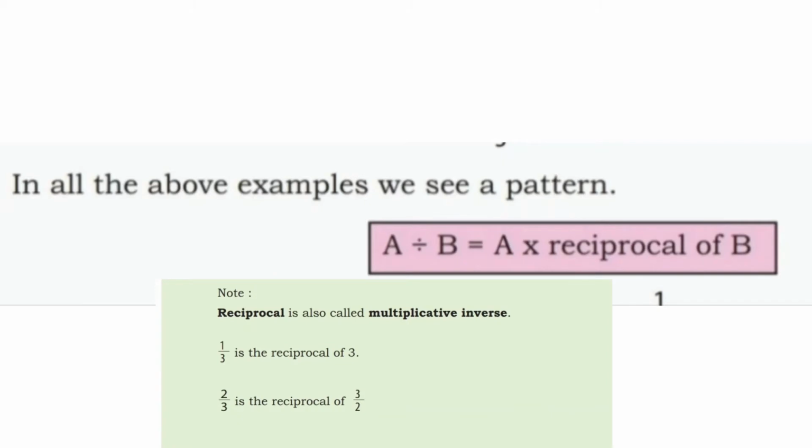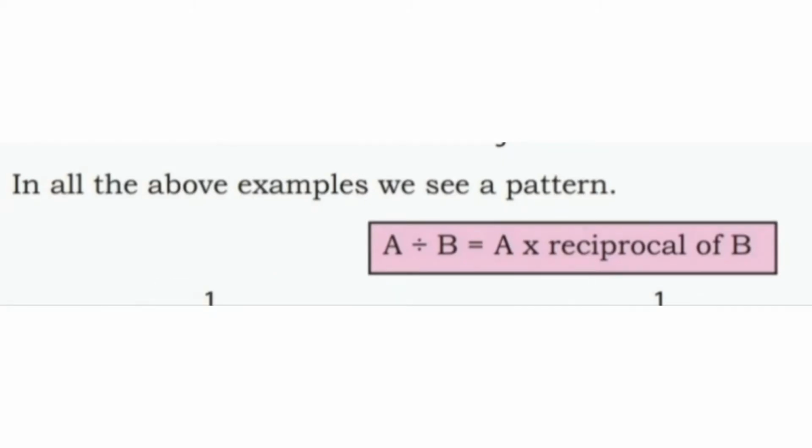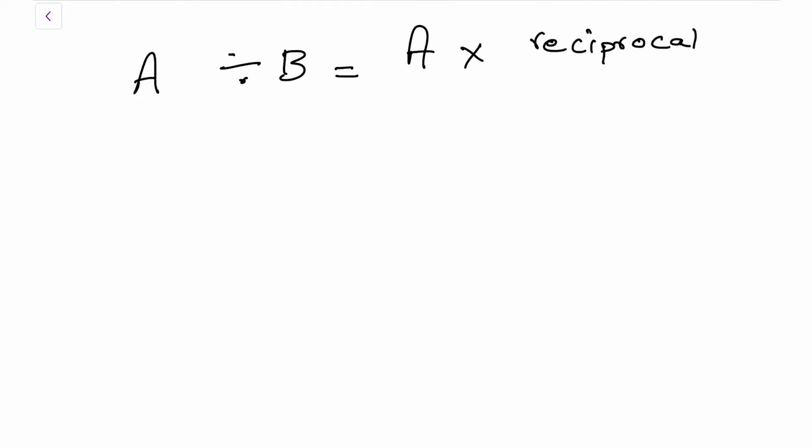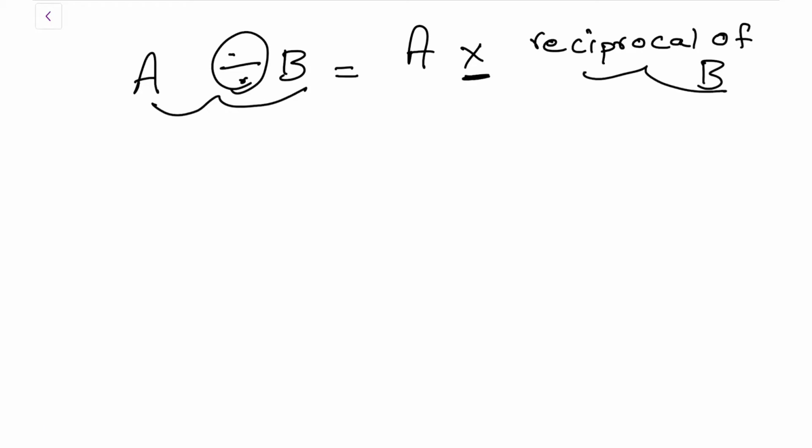Reciprocal of a fraction is the multiplicative inverse of the fraction. Let's have a look at a few examples that will help you understand this formula. So this is the formula we've seen earlier. A divided by B is equal to A into reciprocal of B. This is how you can do division of fractions. First you can convert division into multiplication by taking the reciprocal of B.